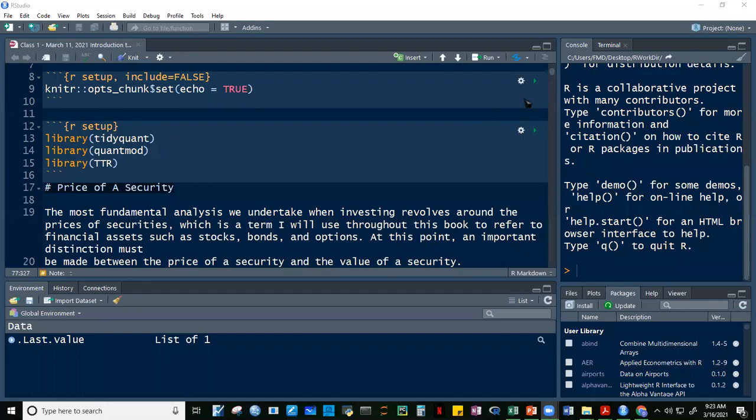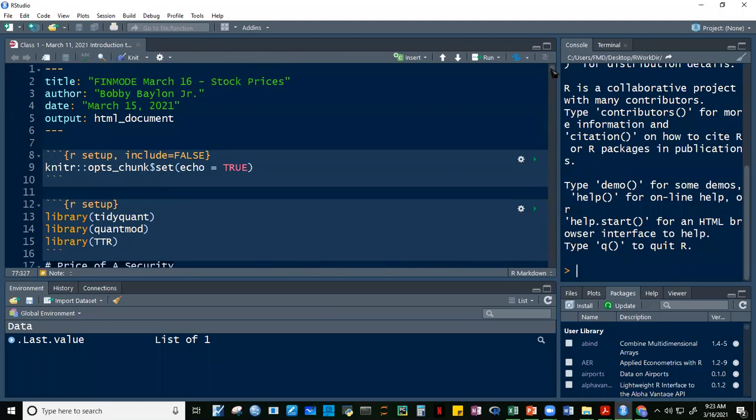Okay, can you see the screen? Yes, the R po, sir. Yes. Yes po. Okay, so good morning.